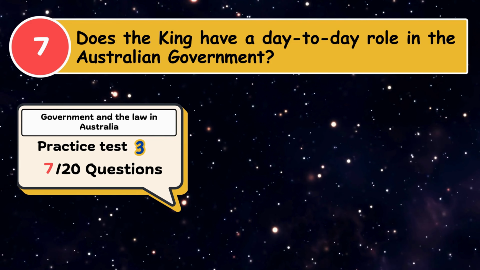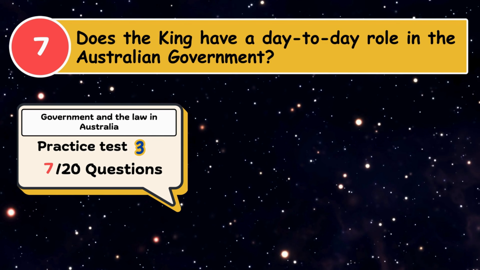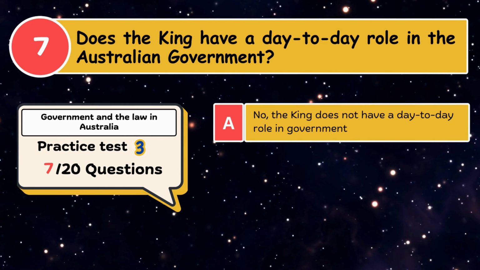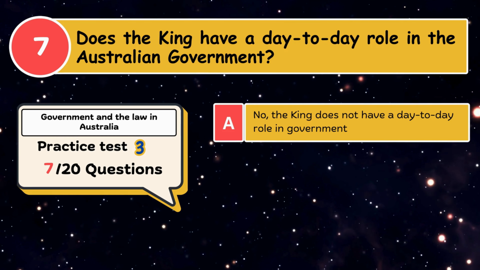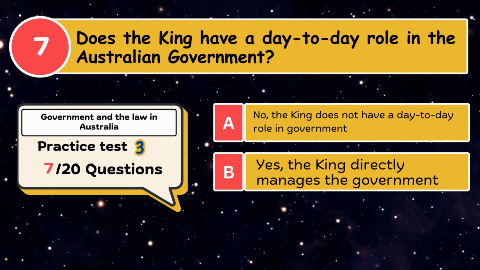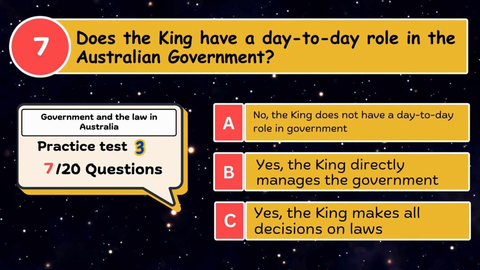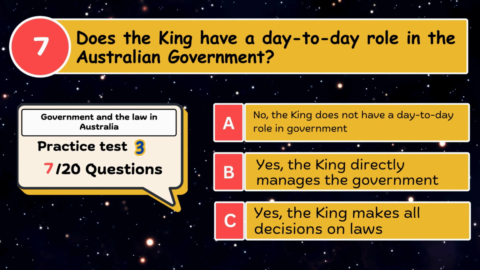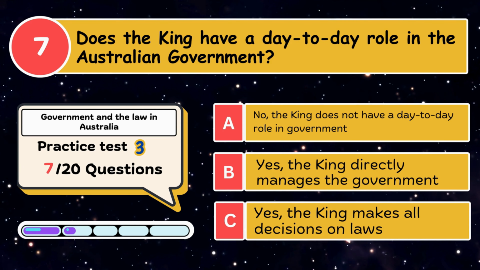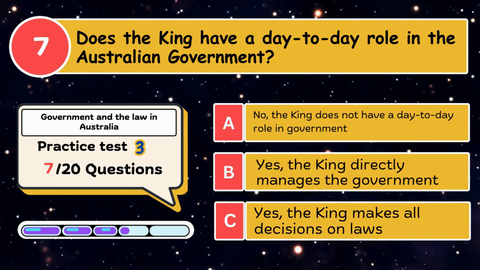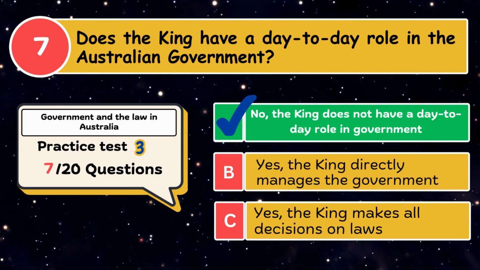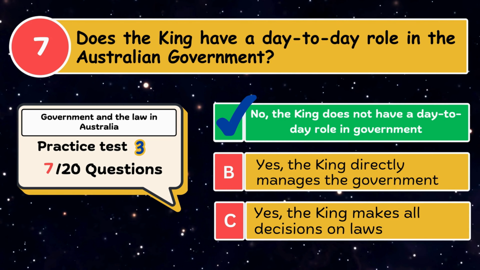Does the King have a day-to-day role in the Australian government? A. No, the King does not have a day-to-day role in government. B. Yes, the King directly manages the government. C. Yes, the King makes all decisions on laws. The correct answer is no, the King does not have a day-to-day role in government.